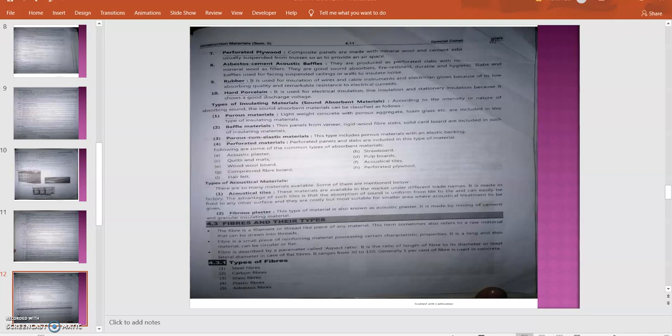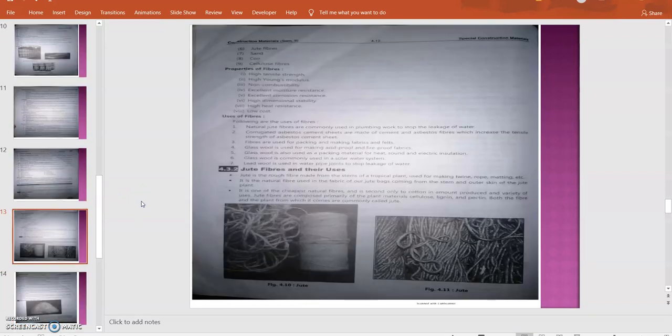So there are different types of fibers. First, steel fiber, carbon fiber, then glass fiber, plastic fiber, and asbestos fibers. The next, jute fiber, sand, coir, and cellulose fibers. Then properties of fiber: as I said, they have good tensile strength and very good flexibility. Then high Young's modulus, meaning a good elastic property. Non-combustibility. Then excellent moisture resistance, excellent corrosion resistance, high dimensional stability, high heat resistance, and low cost.